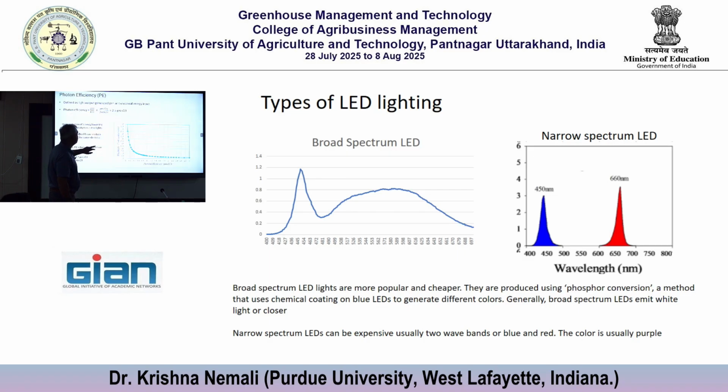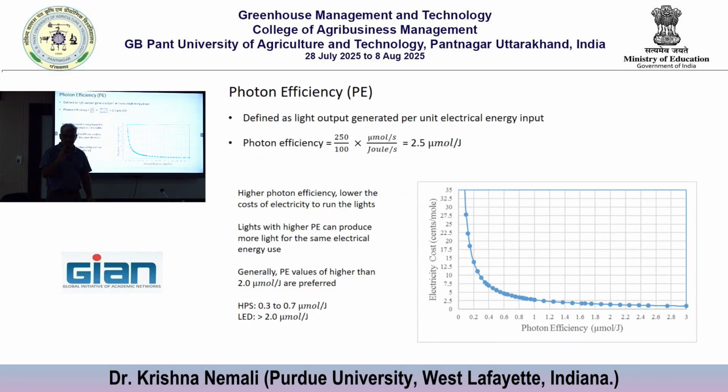Okay, so now we know there are two types of LEDs. I want to talk a little bit more about a couple of terms, very, very applied terms. If you are buying LED lights, you need to keep this information in mind. One of them is called photon efficiency. It's a term which is used to categorize different LEDs.